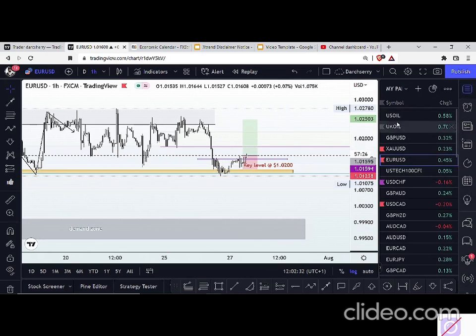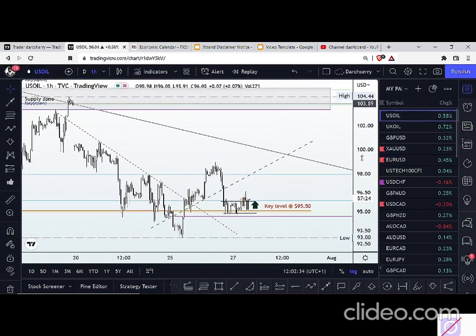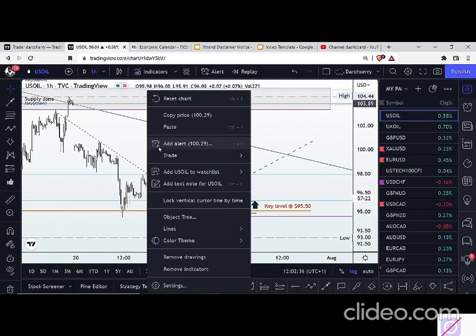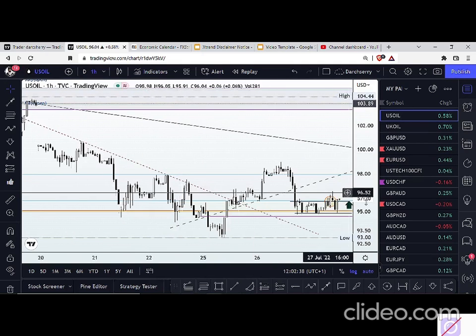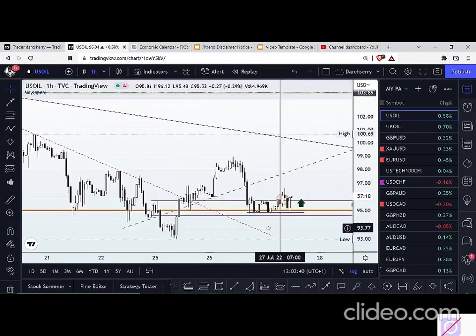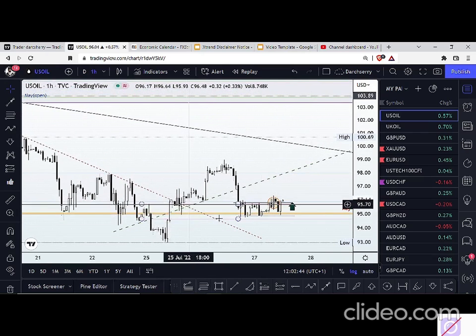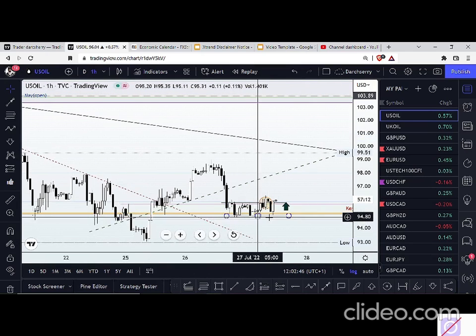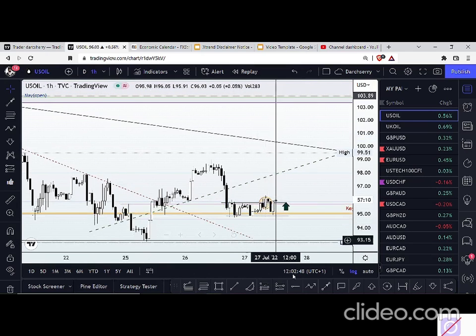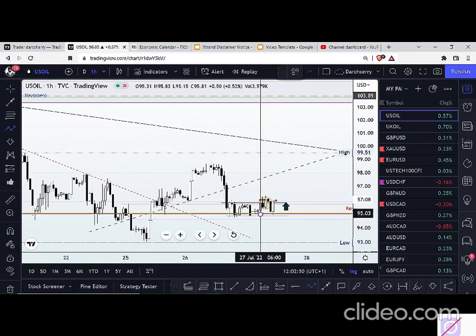So a quick summary: the first pair we looked at is the US oil, and on the US oil we were able to identify a channel, and right now, if you are in with me, you should already be in the trade. We had a channel here, and we saw a breakout of that channel during the early hours of today.